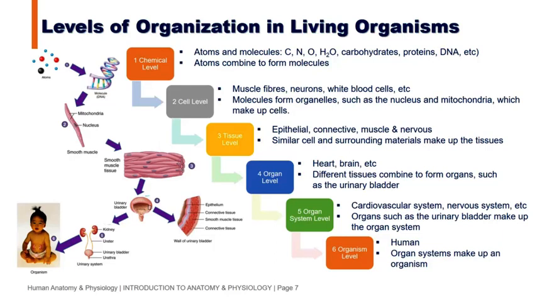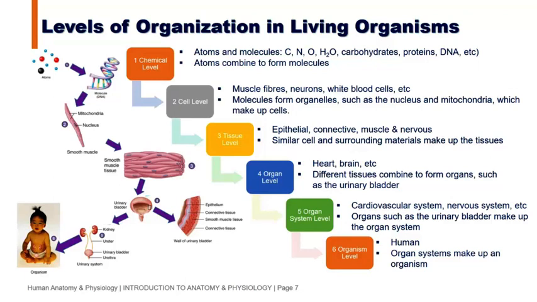At the cell level, you have your muscle fibers, neurons, white blood cells, etc. Molecules form organelles such as the nucleus and mitochondria, which make up your cells. For the tissue level, epithelial, connective, muscle, and nervous. Similar cells and surrounding materials make up your tissue. From the tissue level, you have the organ level, where you have your heart and your brain. Different tissues combine to form organs such as the urinary bladder.